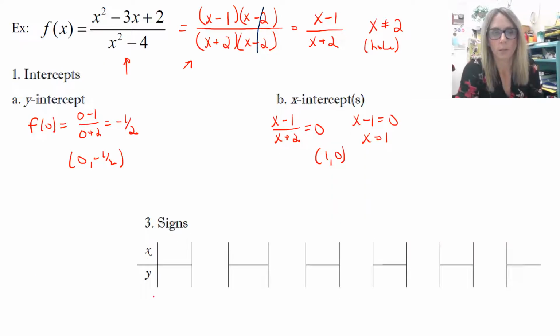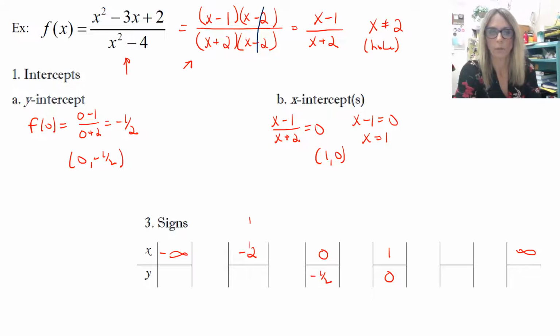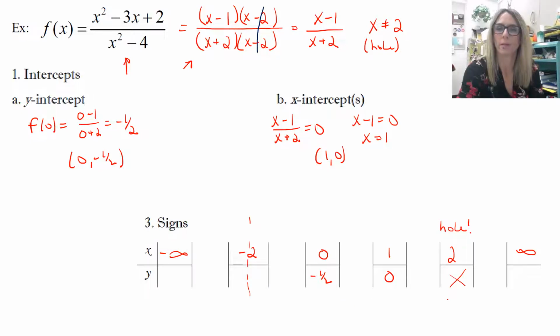Coming back here, when we think about our signs, we'll think about our end behavior, and then we have our x-intercept, our y-intercept. We can think about our vertical asymptote as well. So we have -2, we have 0, and we have 1. So 1, 0, 0, -1/2. We have our asymptote at -2. And then at 2, we have the hole. So there is no y value here. That's the hole point. There's going to be a hole.